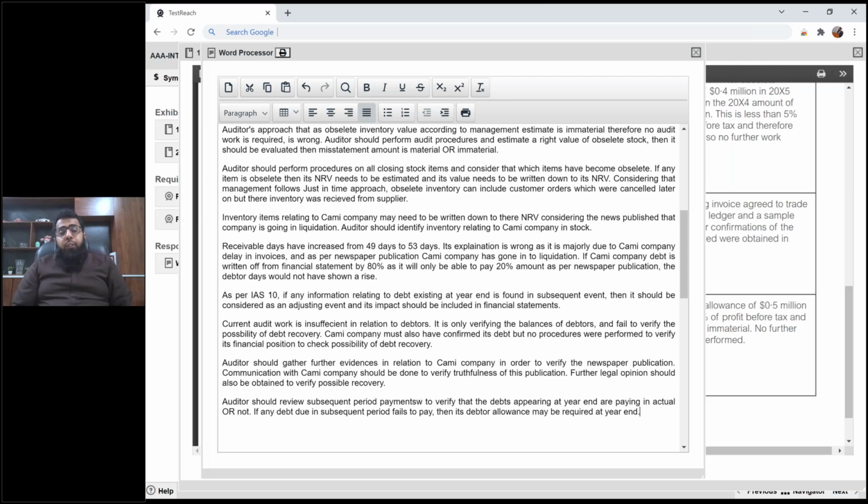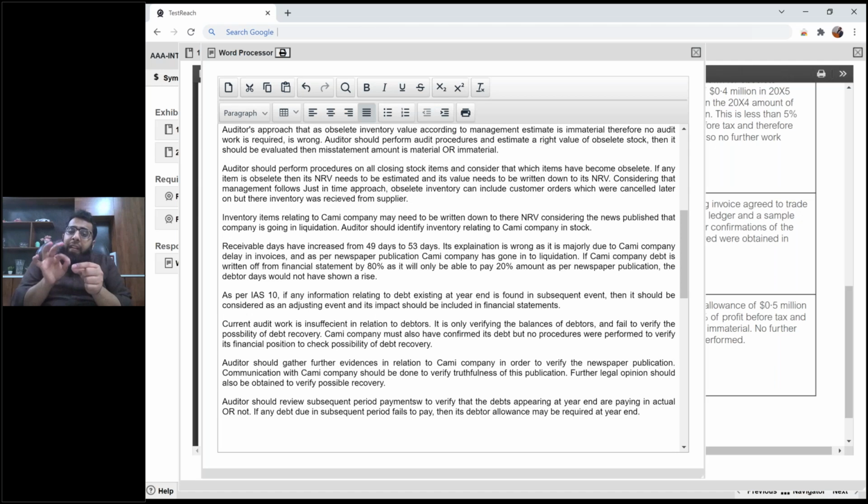Okay, so sir, why do we look at the subsequent period? Why don't we look over the past financial years to analyze the pattern of the payment? Yes, we look at the previous years also, to see whether the customer has been paying well in the past or not.